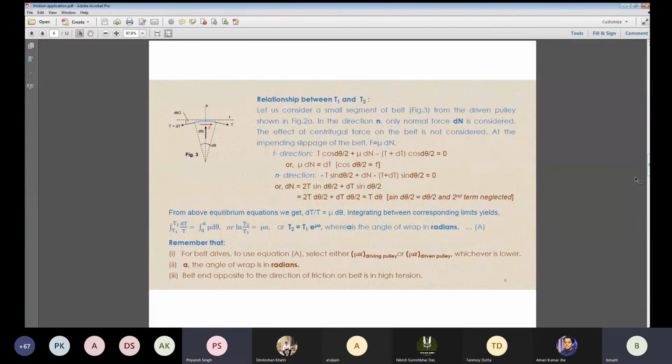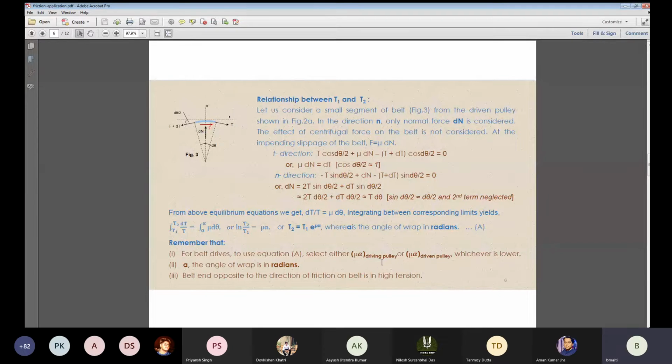Yes, tell me. In the equation where we have the term e to the power mu alpha, you told that we have to take the lower value. I could not understand why. Okay, remember that for a belt drive, use the equation and select either this for the driving pulley, mu into alpha, or for the driven pulley, mu into alpha, whichever is lower.